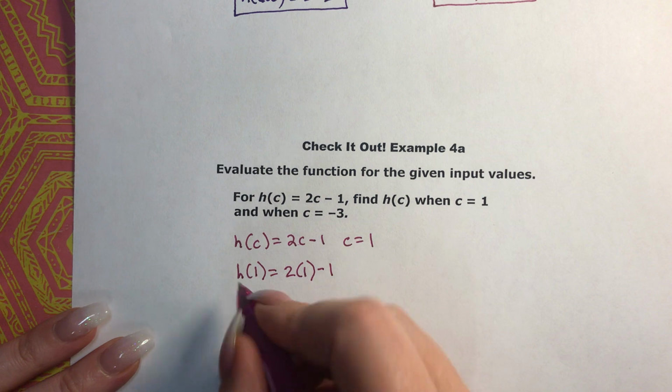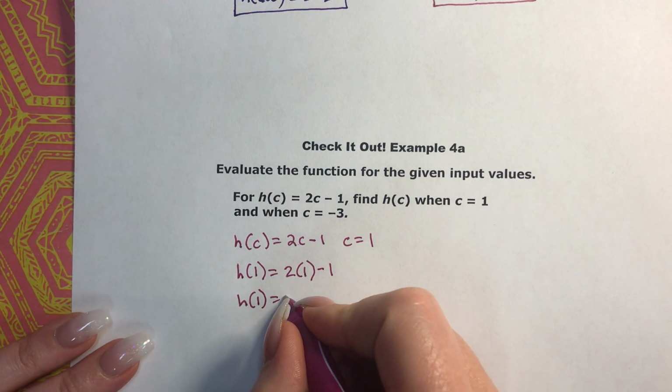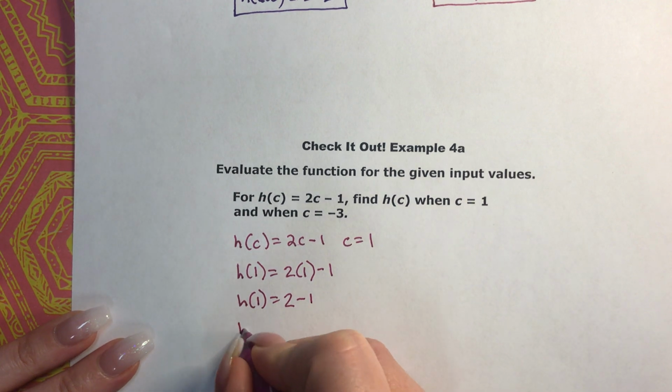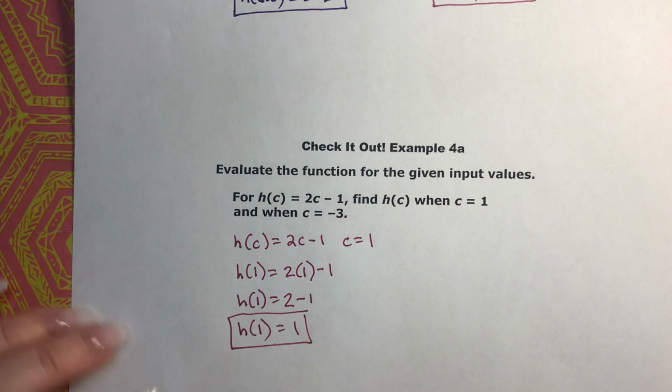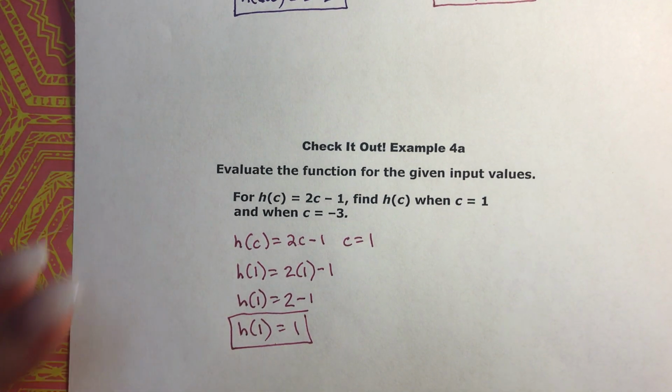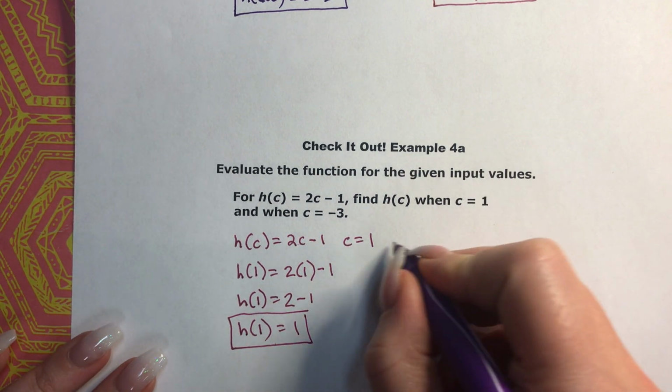And then we're just going to do order of operations. So multiplication comes before subtraction. 2 times 1 is 2. And there we have it. h of 1 is equal to 1. So if you got that answer right and your answer is listed like this, awesome job. Okay, let's go, and we need to find h of c when c is equal to negative 3.